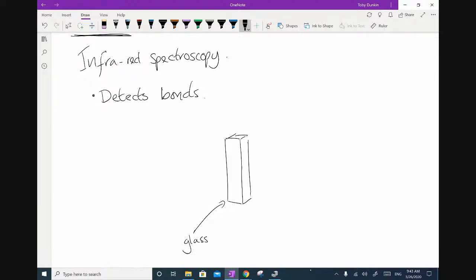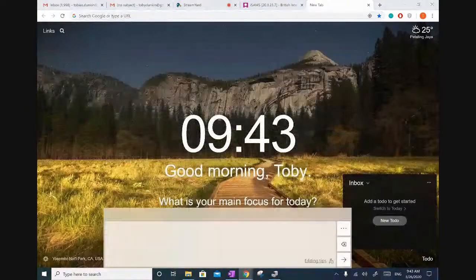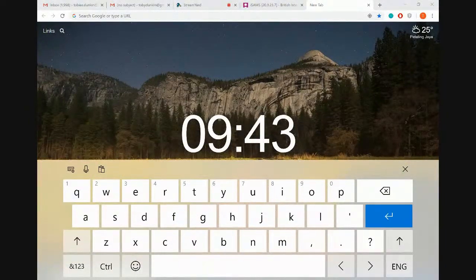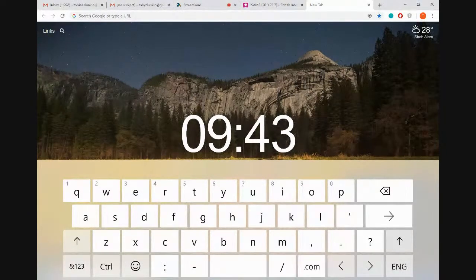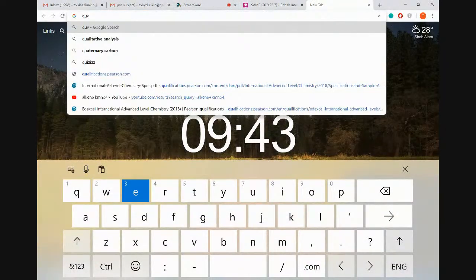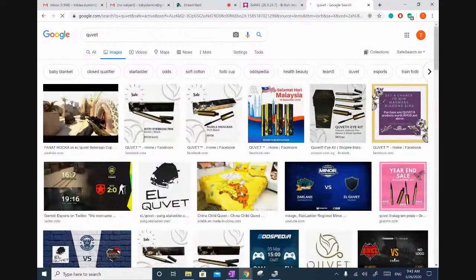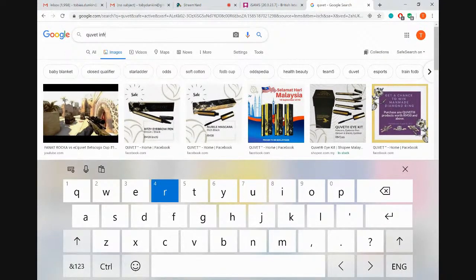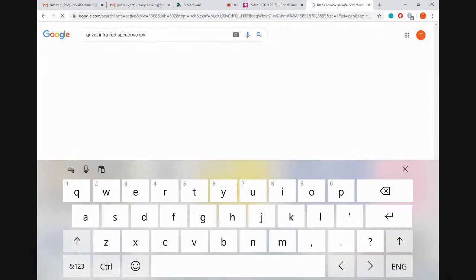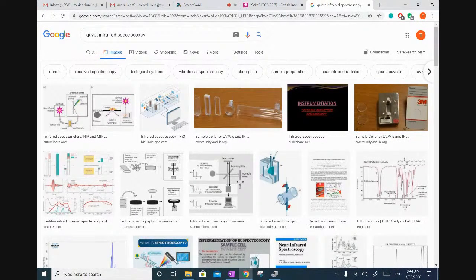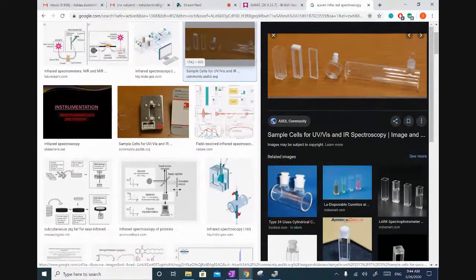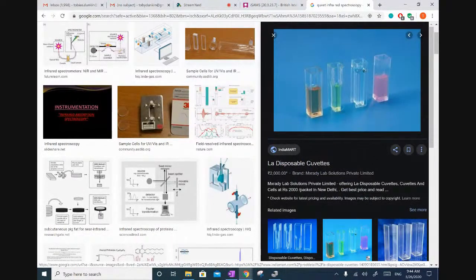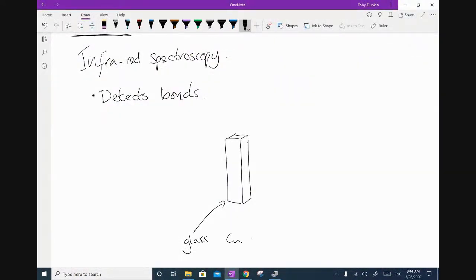A glass, and I can't spell cuvette either, by the way. Is that how you spell cuvette? No idea. I've only ever written down the word cuvette. Let's see. Infrared spectroscopy. How do you spell that? Sample cells. Well, that's weird. Oh, there you go. Cuvettes. There we go. Thanks, Emma. Thanks for that.